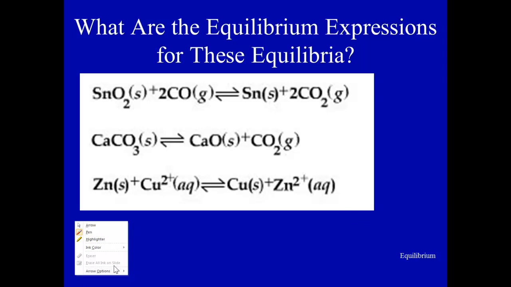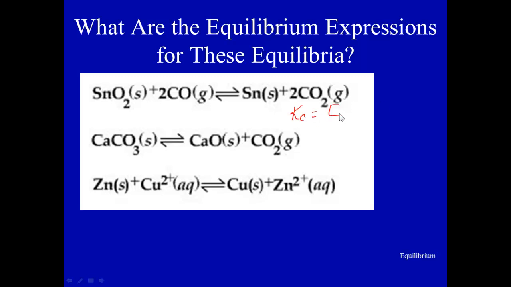Okay. So for this first one, products over reactants. If I want to write these as a Kc, I would do Kc equals square brackets CO2 squared. Okay, I skipped the Sn because it's a solid. Divided by, I'm going to skip this because that's a solid, CO square brackets squared. Okay, because of this coefficient of 2 right here.